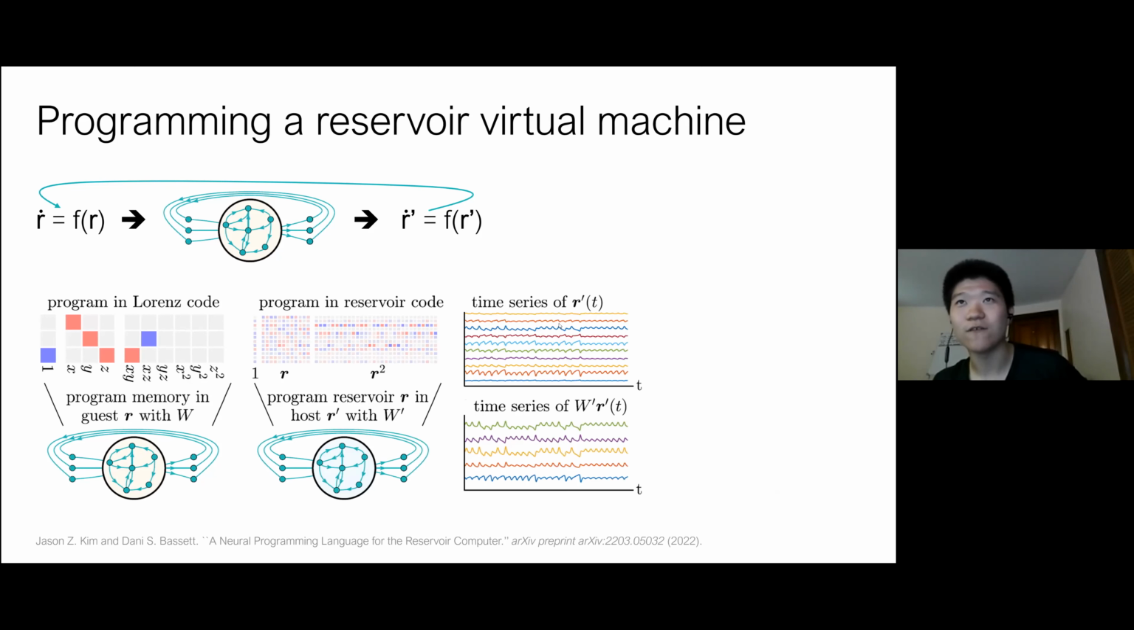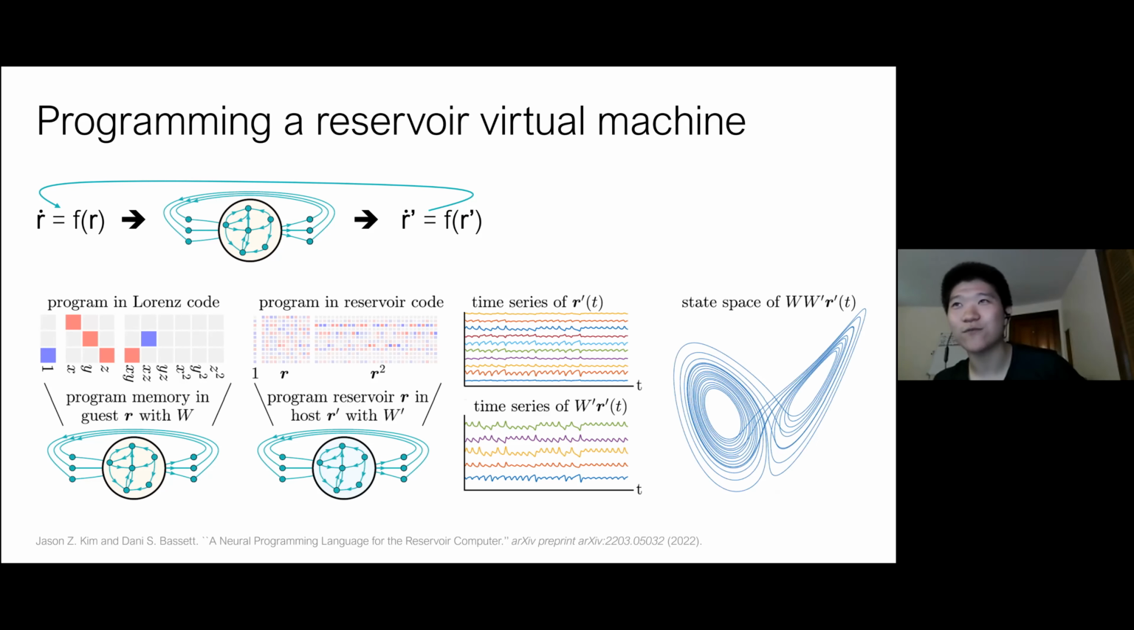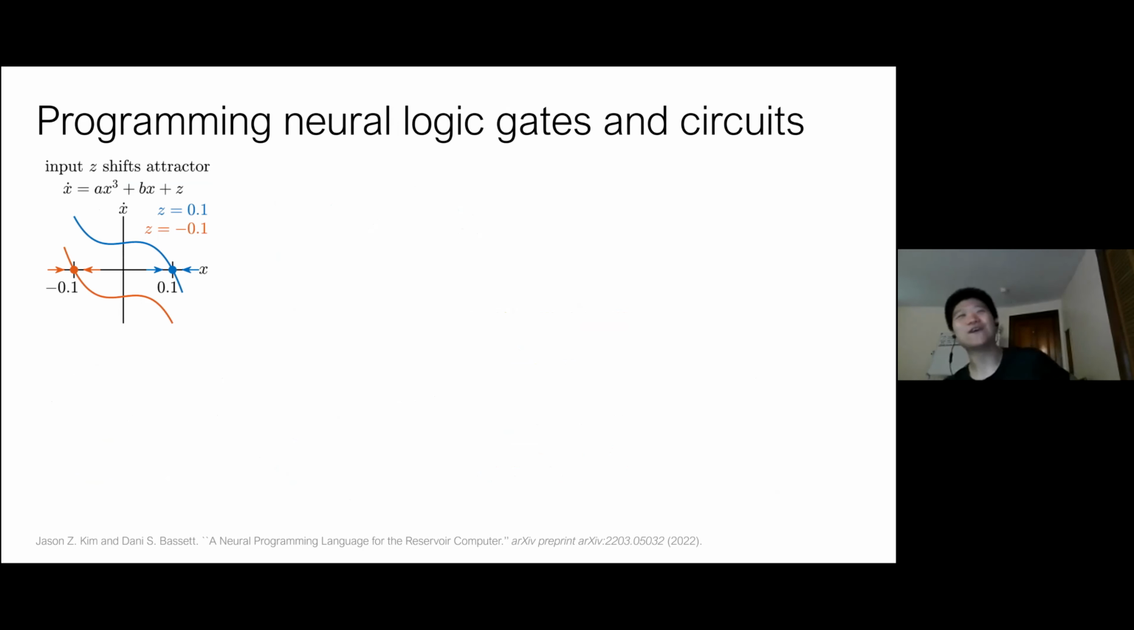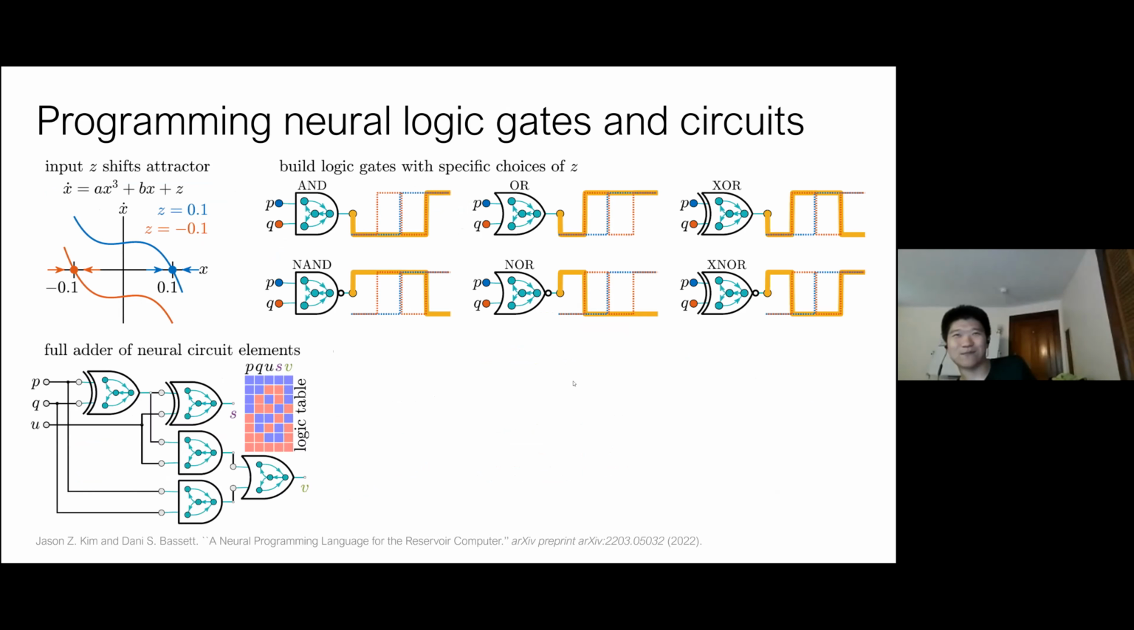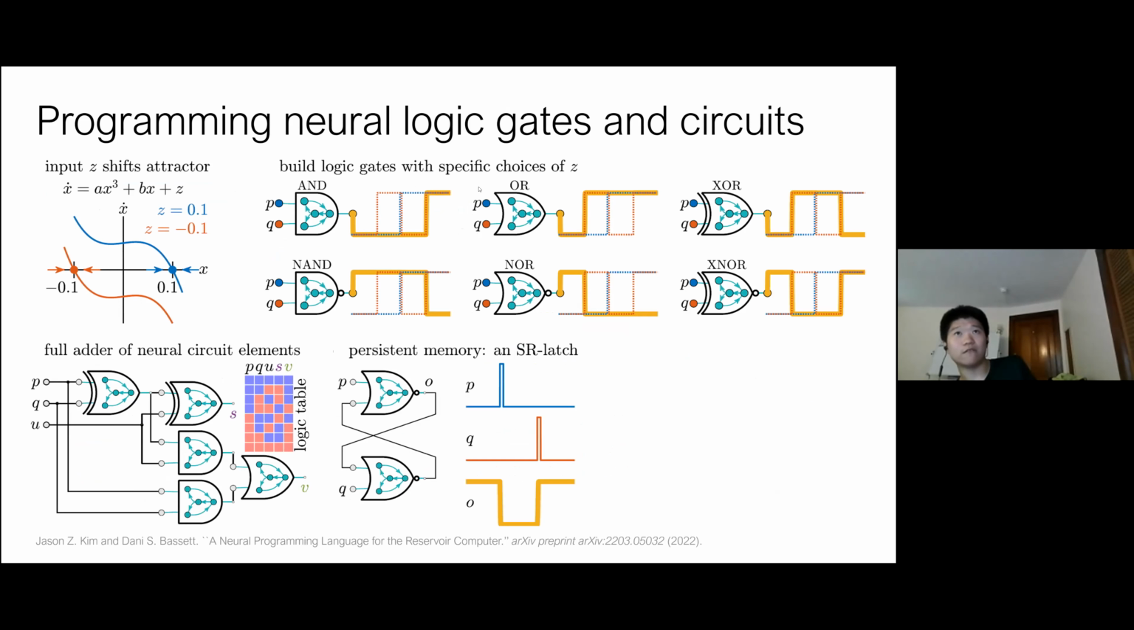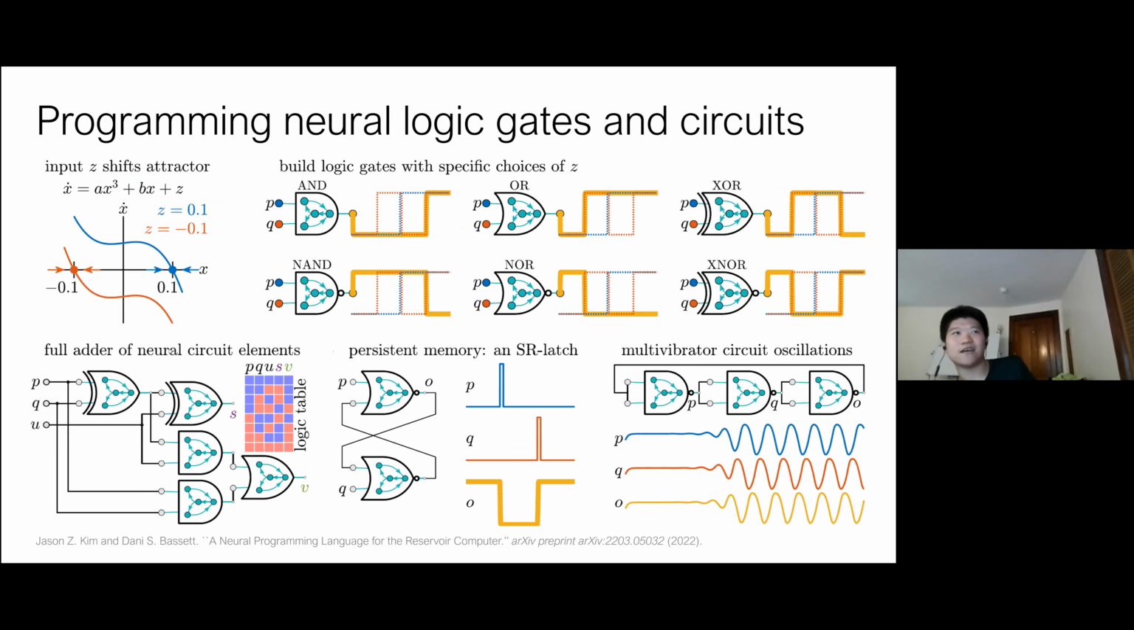And so if we evolve the big dynamical system, then it simulates the evolution of the small neural network, which is then simulating this memory and state space. So you can do all sorts of things with this. I definitely don't have time to get into it, but you can program in logic circuits based on dynamical systems properties, which lets you create neural implementations of binary adders, of persistent memory, of these multivibrator oscillator circuits.